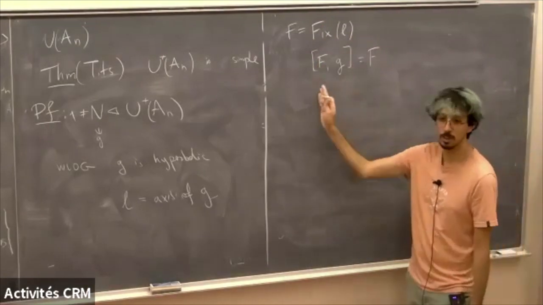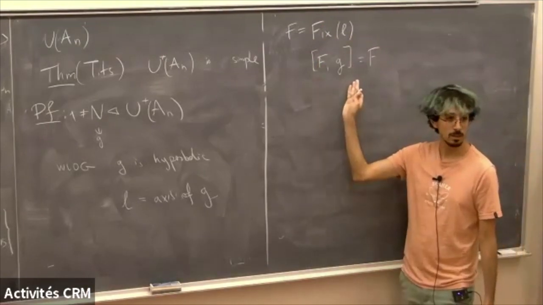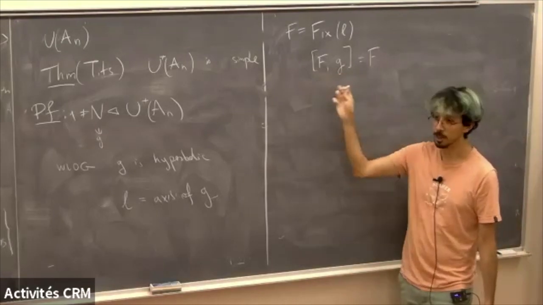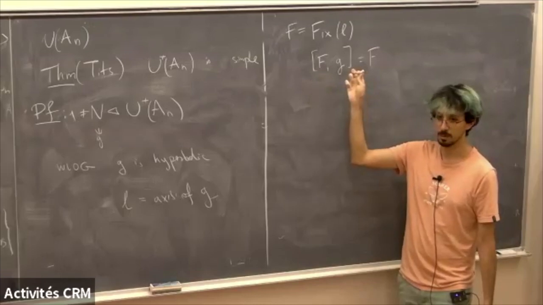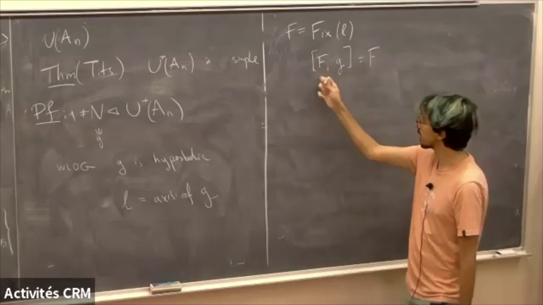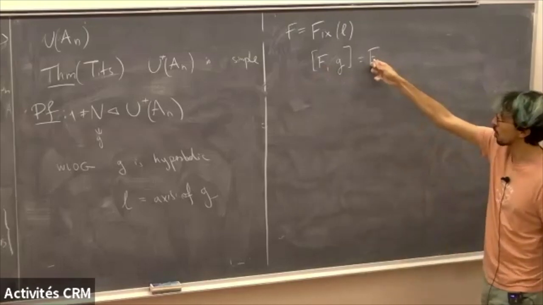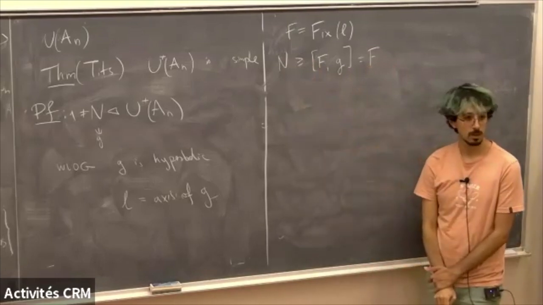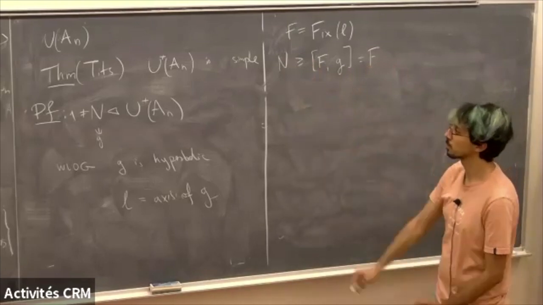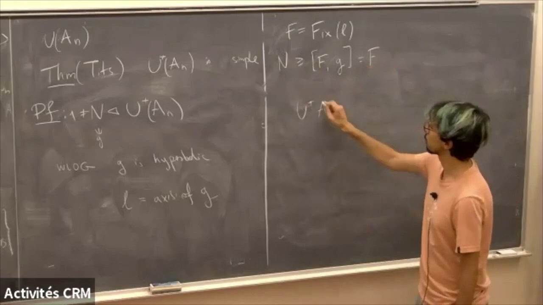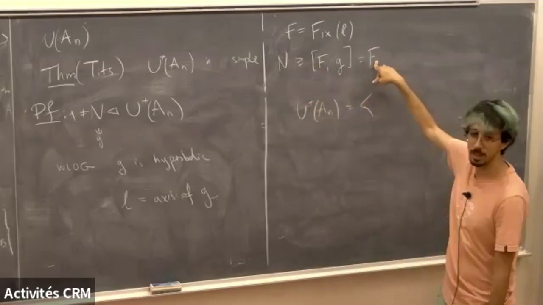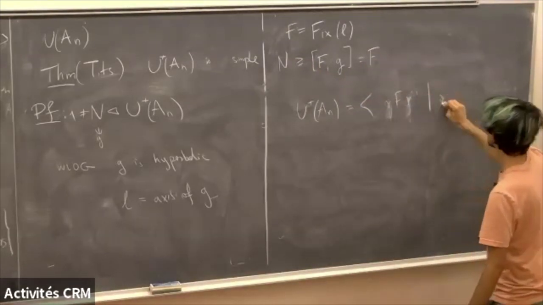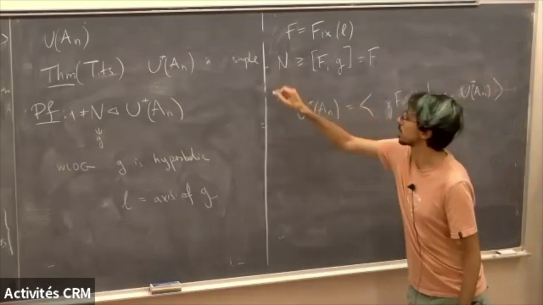Okay, what's the advantage of doing that? Why do we like commutators so much? If G is in my normal subgroup, the commutator will be in my normal subgroup. Right? So in this way, I sort of made all of F sit inside my normal subgroup. And really what's left for me now is to say, okay, U plus of AN is generated by all the translates of F. This is not supposed to be obvious. Okay, so those are exercises.